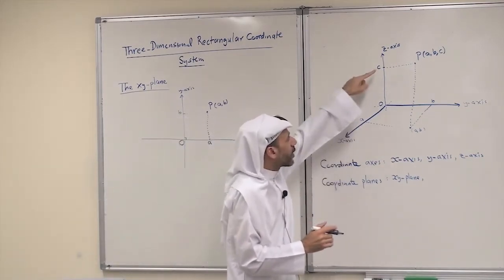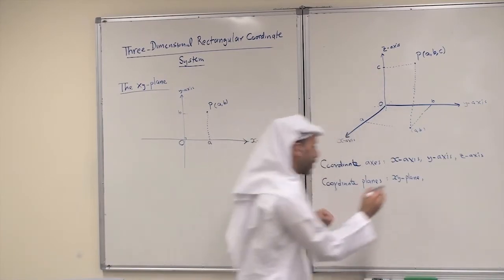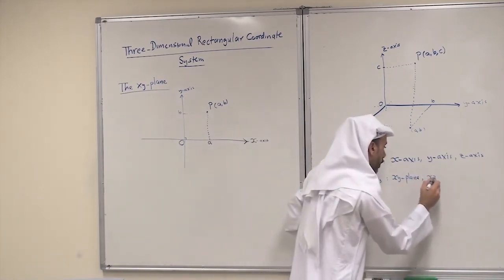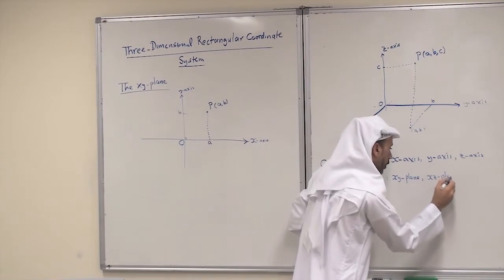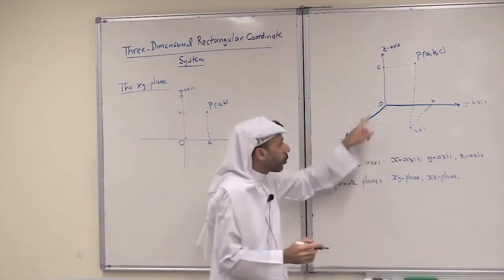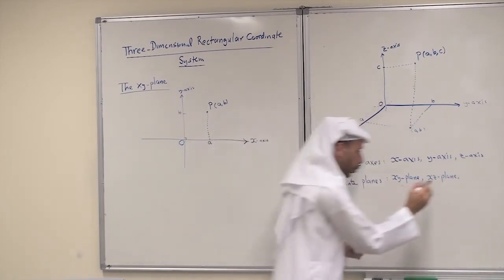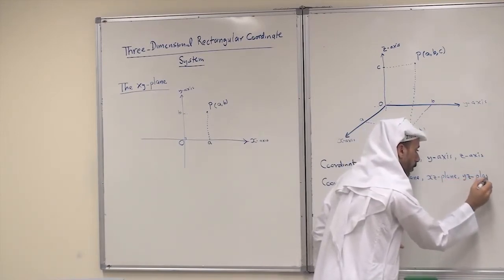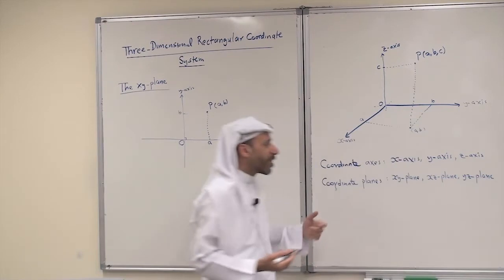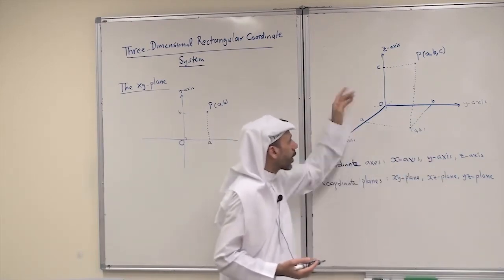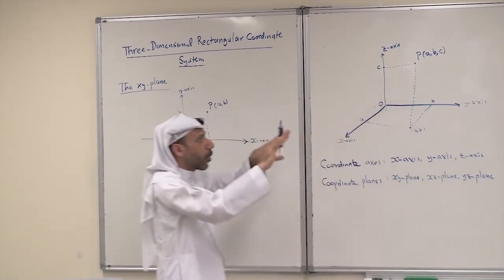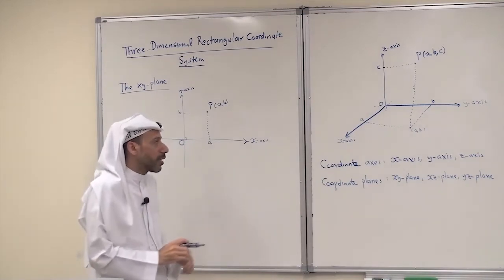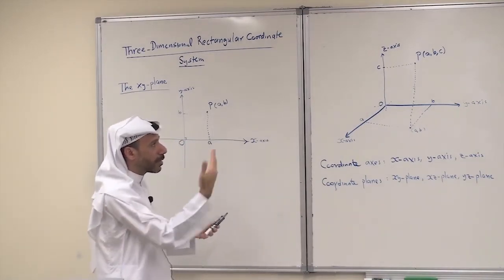The x-axis and the z-axis will form the xz plane. And the y-axis and the z-axis will form the yz plane. We can think of the xz plane and the yz plane as the walls. So you have a floor and two walls.